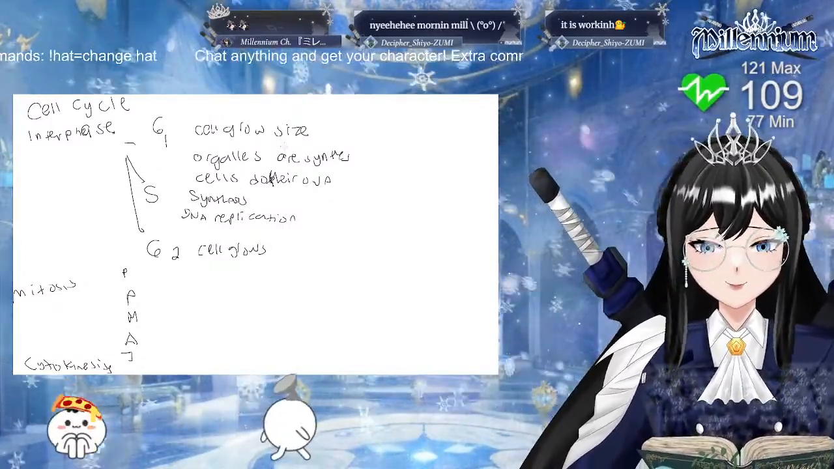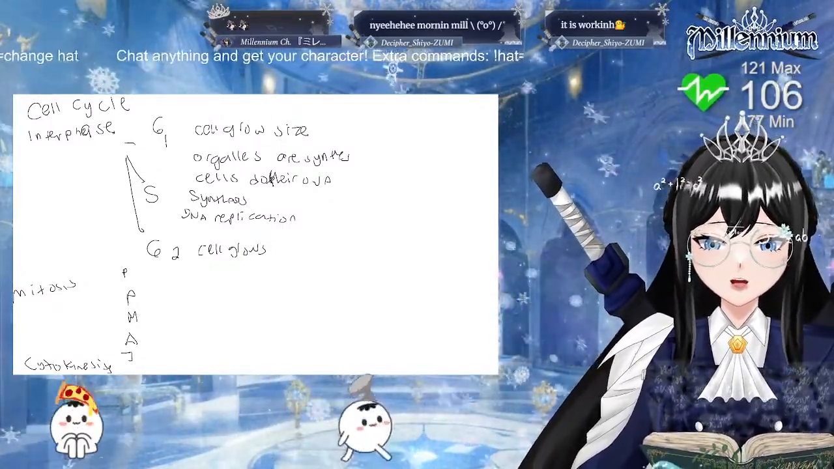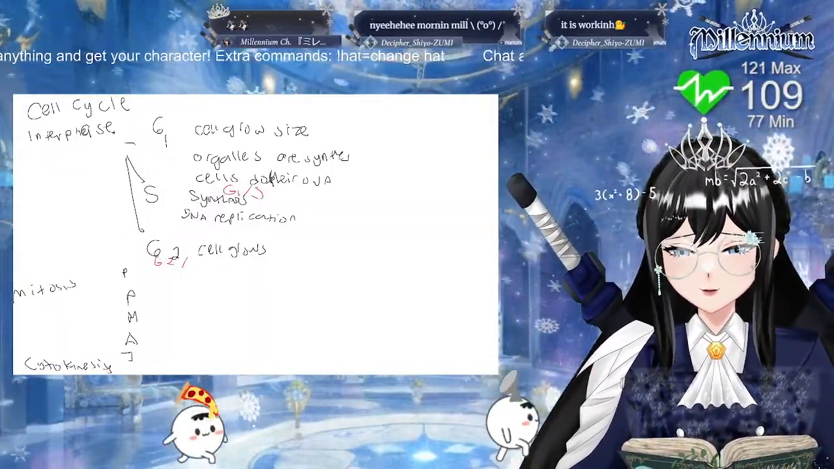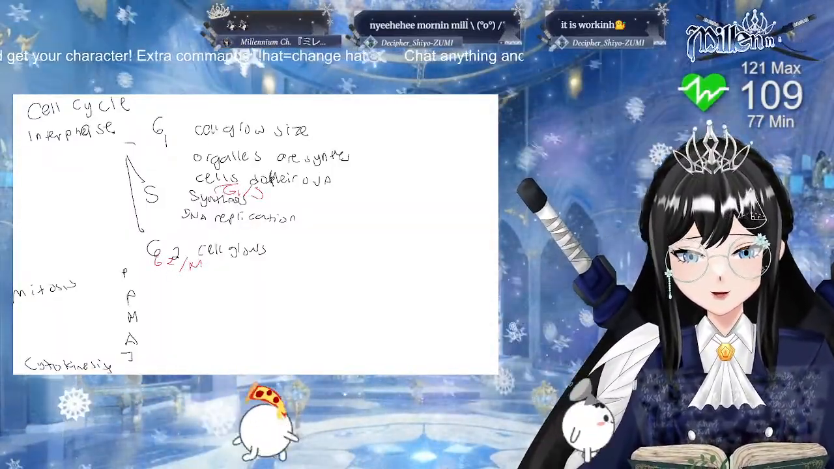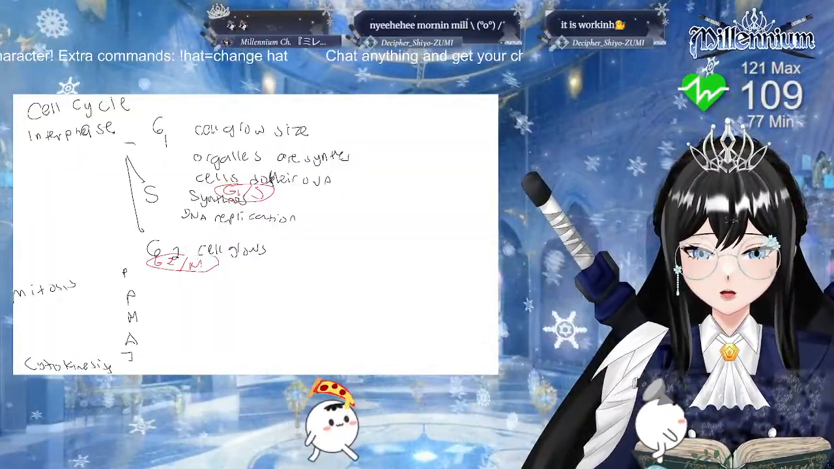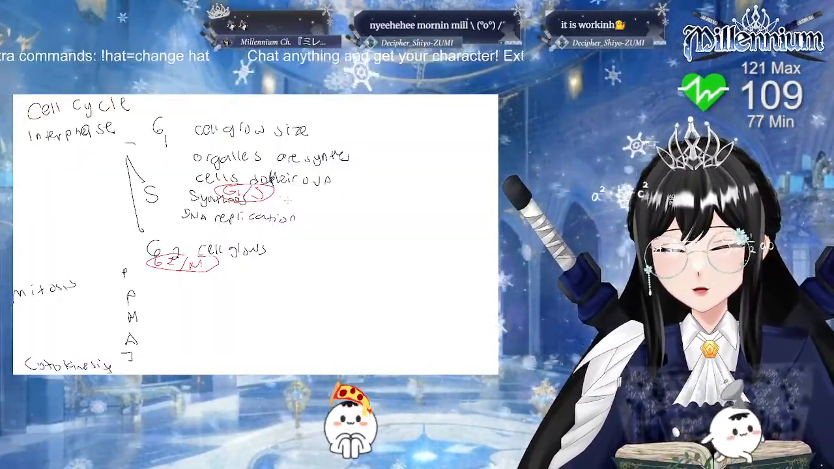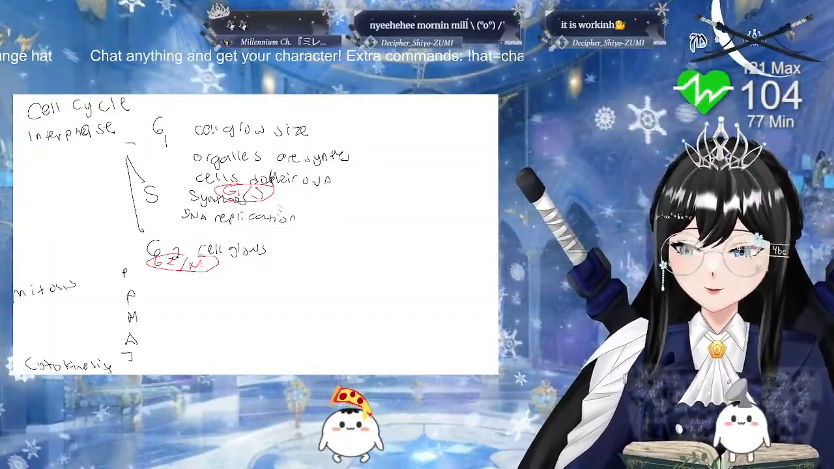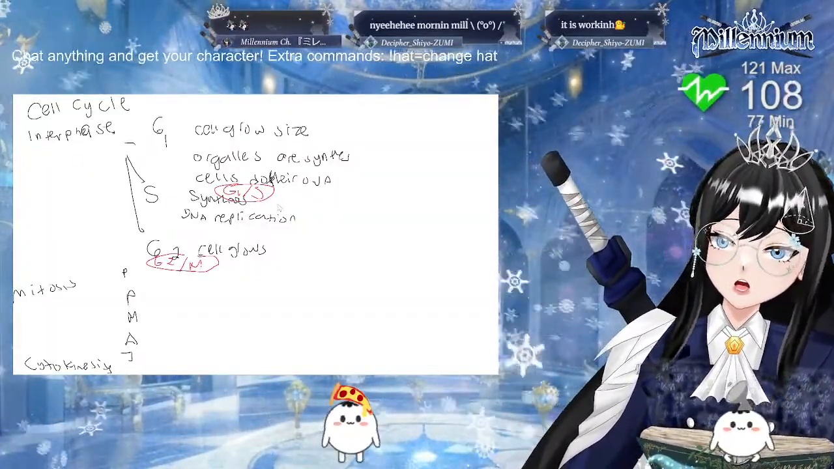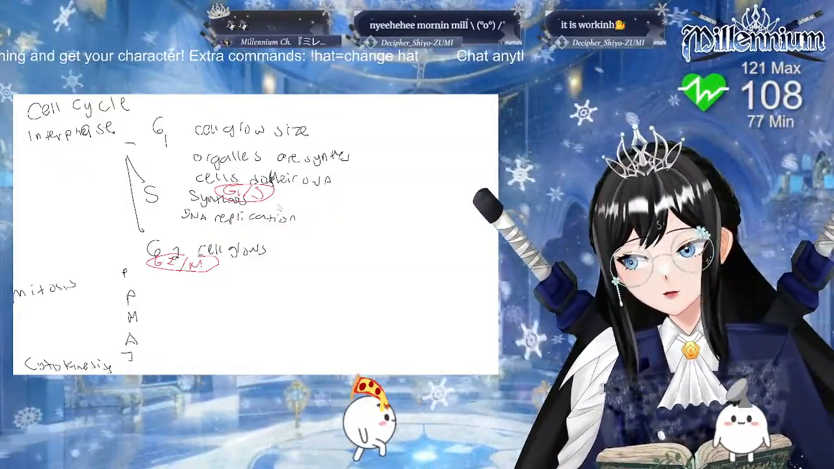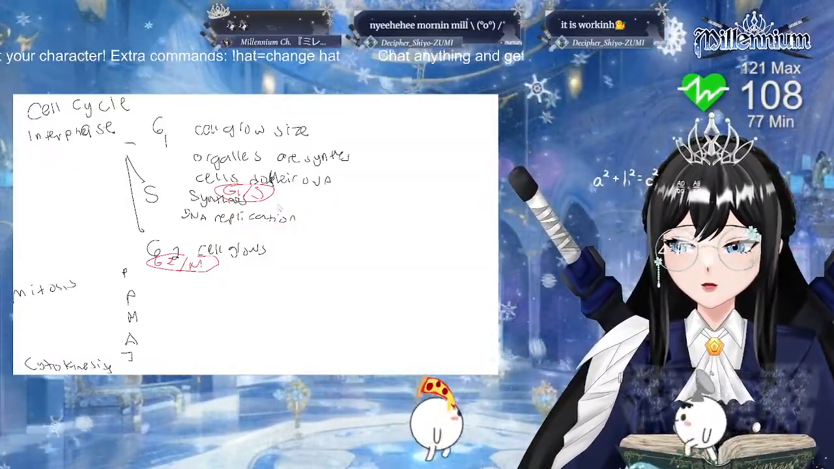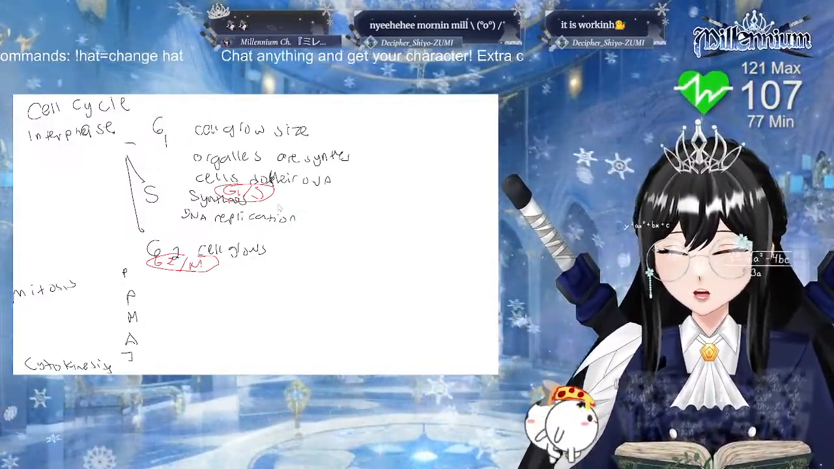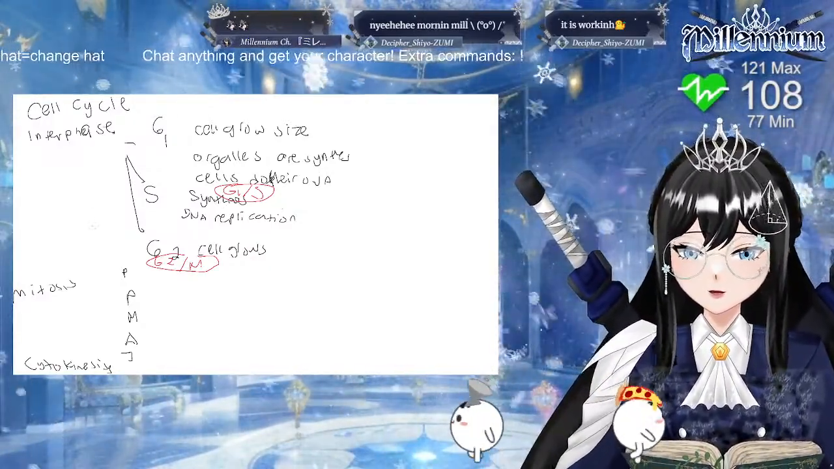All right. There are certain gates. You have G1/S. You have G2/M. Gates, aka checkpoints, that they need to go through. G1/S just checks if your cell is ready to replicate, and if it's ready, it will move on to your synthesis. The G2/M checkpoint checks if your cell is ready to divide. That's what happens in mitosis.